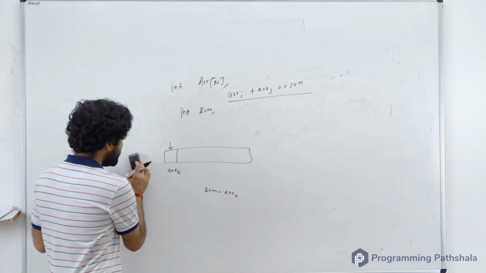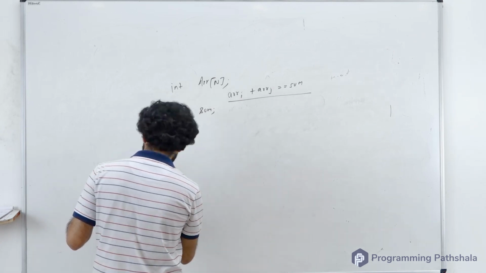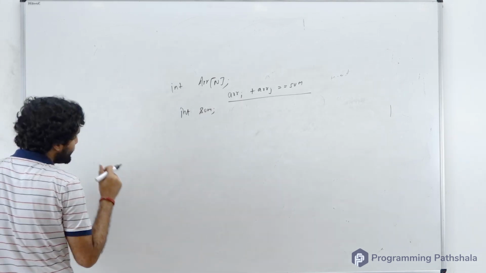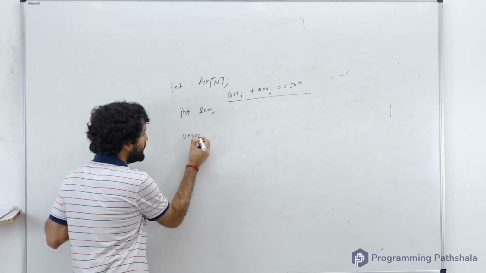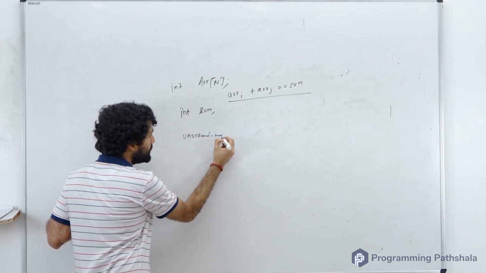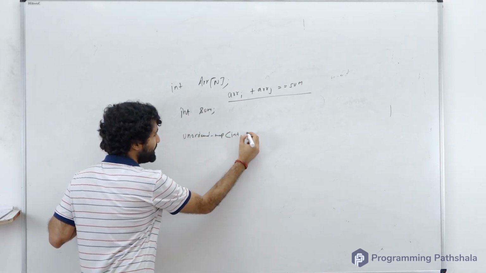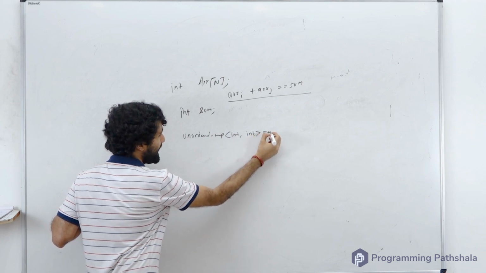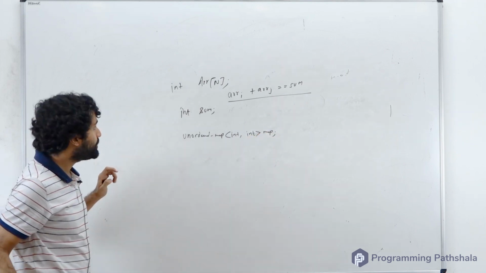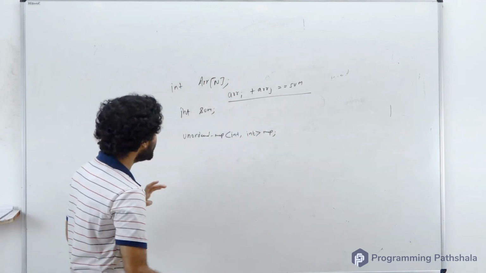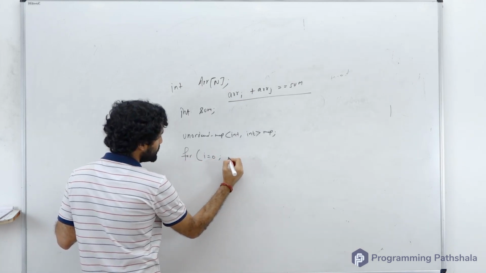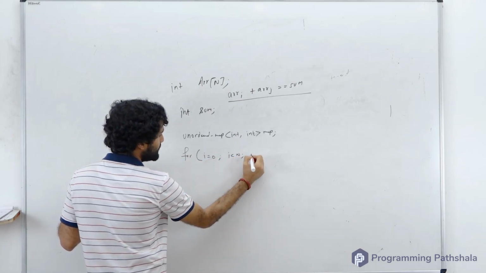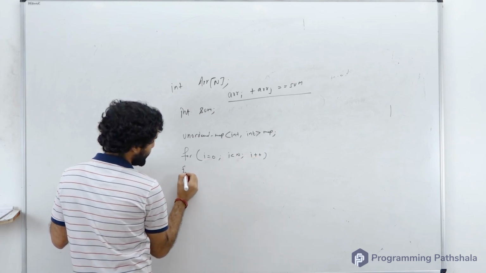There are many approaches to solve this. There are many ways to do this. The first way is that first you populate your hash map. Let's say you're using an unordered map of int to int, then you can just traverse the array for i equals 0, i less than n, i plus plus.